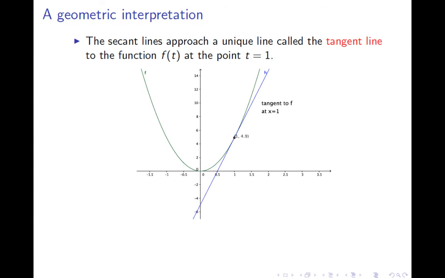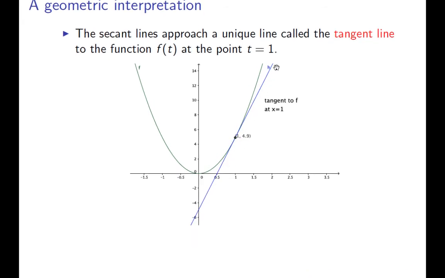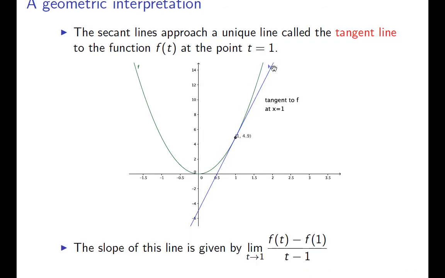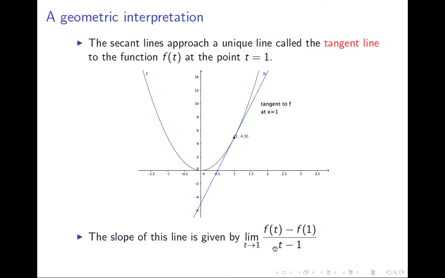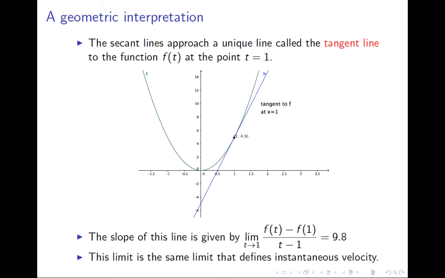The secant lines all approach a unique line called the tangent line to the function f at the point t equals 1. You can see the tangent line to f at t equals 1 here in blue. The slope of this line is given by the limit as t approaches 1 of the slopes of the secant lines over the interval from 1 to t. And this limit is equal to 9.8. So this line has a slope of 9.8, and this limit is the same limit that defines the instantaneous velocity.